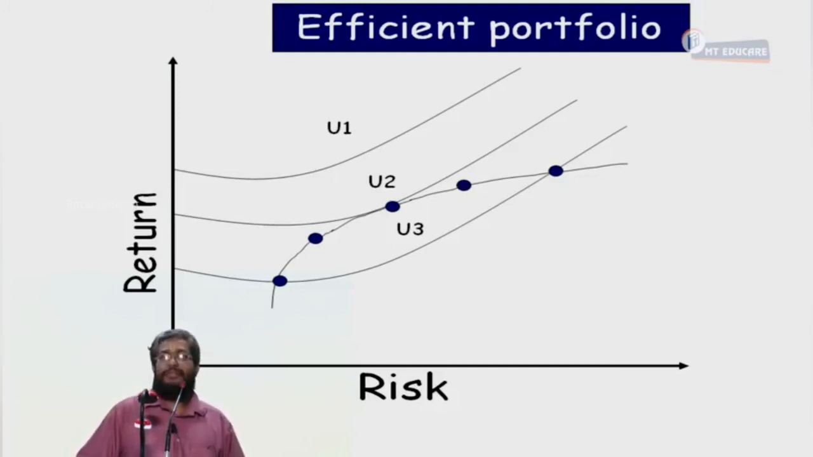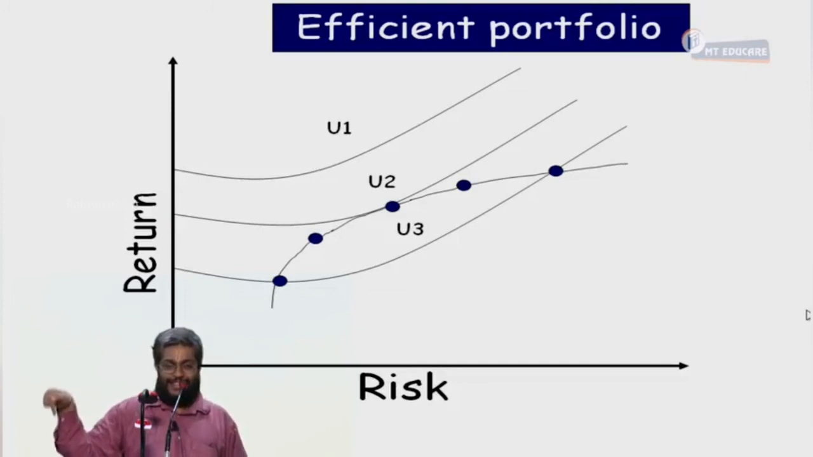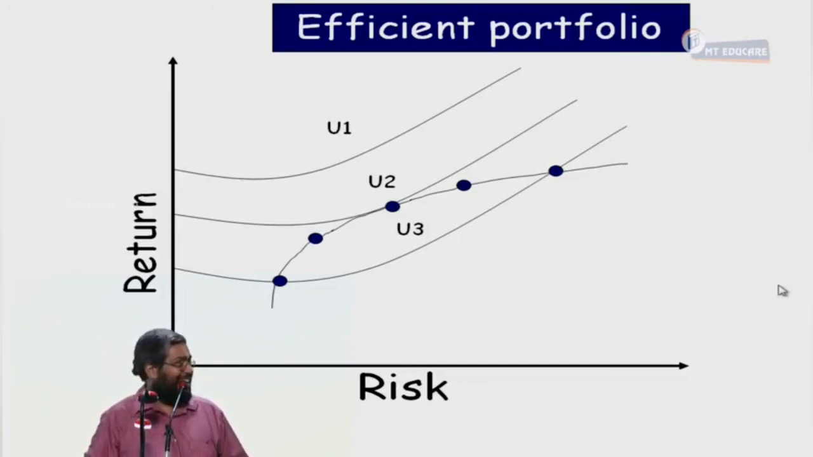I'll give you an idea. First draw the utility curve and then draw the efficiency frontier. It becomes very simple. Otherwise, you will find it difficult to find the tangency by hand.